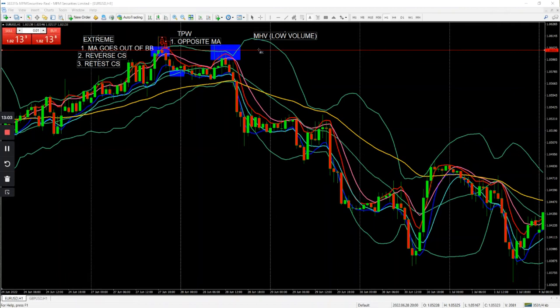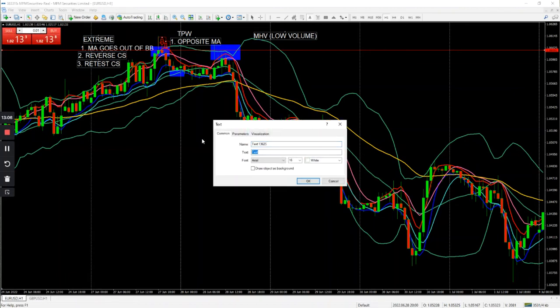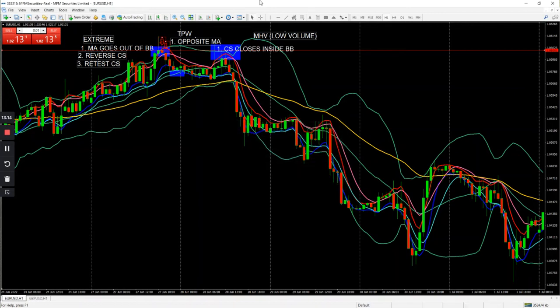So what are the criteria? The first thing is it closes inside the BB. You can find that three candlesticks were trying to make a bull movement, but they still closed inside the BB. And the most important thing to look out for is rejection of the top BB or the low BB.